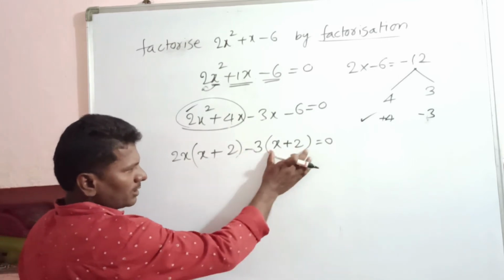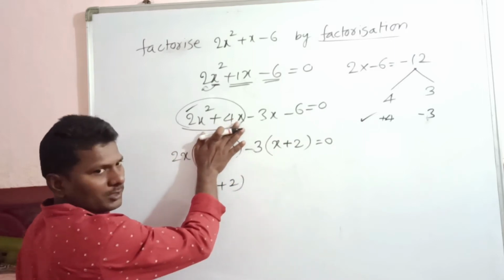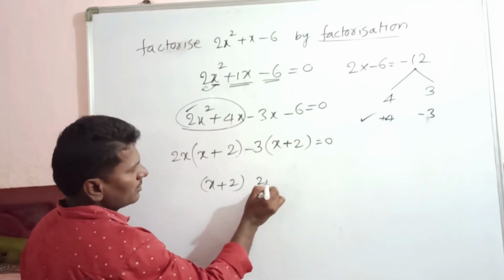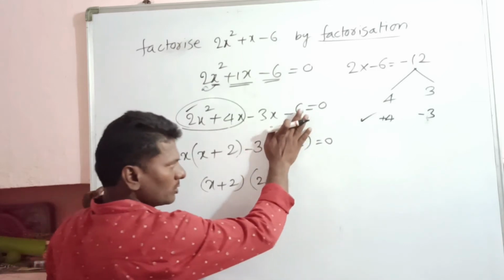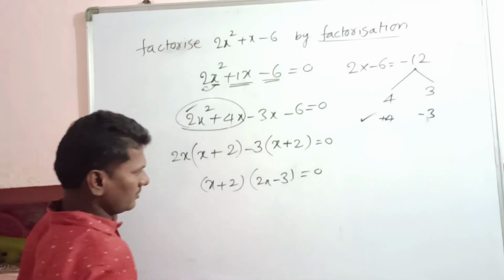Here x plus 2, x plus 2. So x plus 2 is taken as common. Close this x plus 2, we are left with 2x. Here also close x plus 2, we are left with minus 3 is equal to 0.